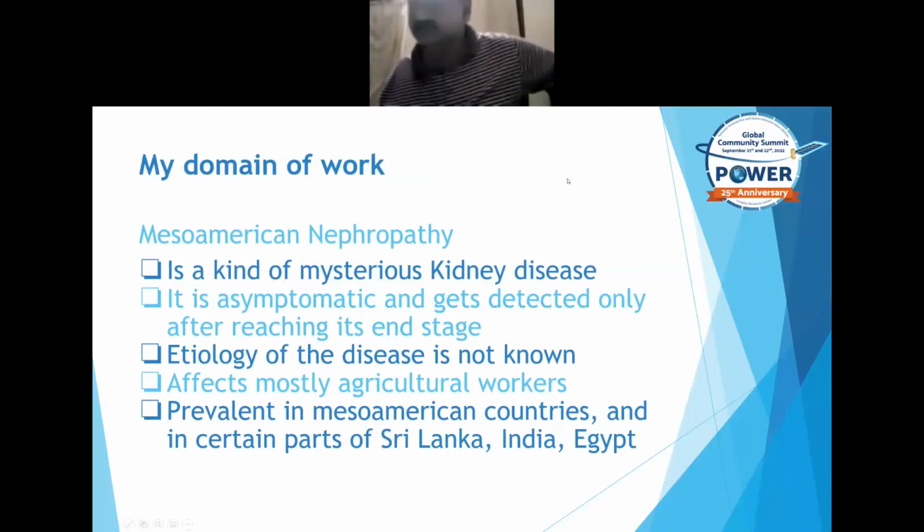Mesoamerican nephropathy is a kind of mysterious disease, an asymptomatic kidney disease which gets detected only after reaching its end stage. It affects mostly agricultural workers in Mesoamerican countries and in certain parts of Sri Lanka, India, and Egypt.